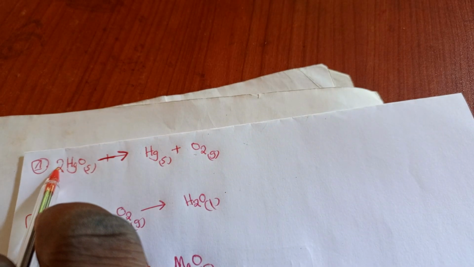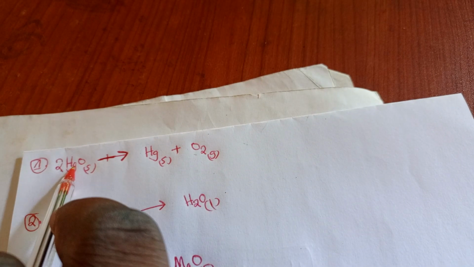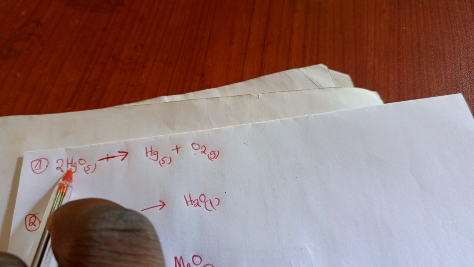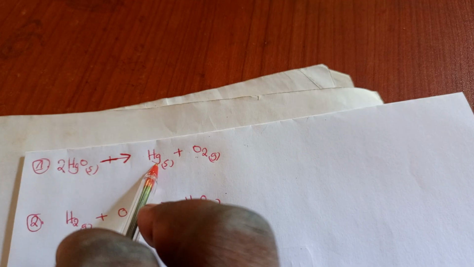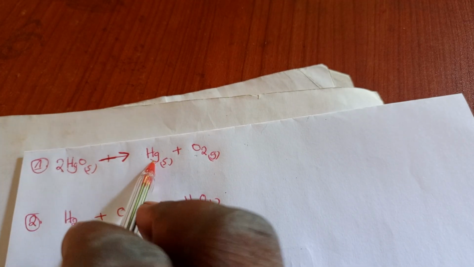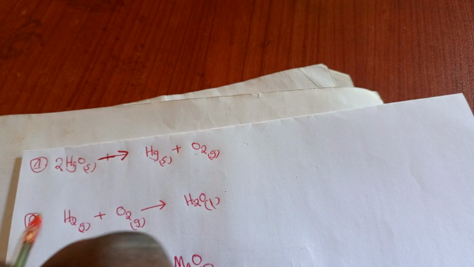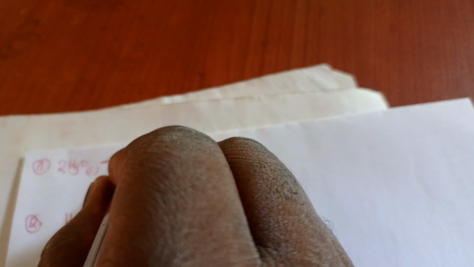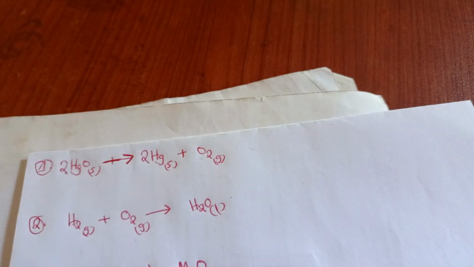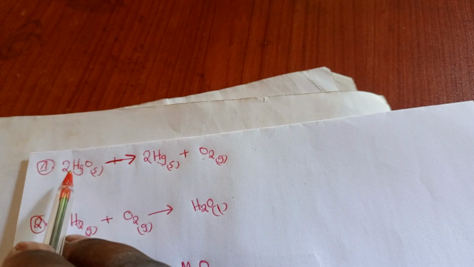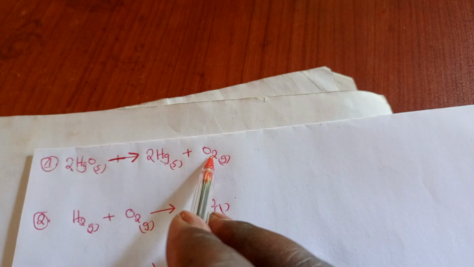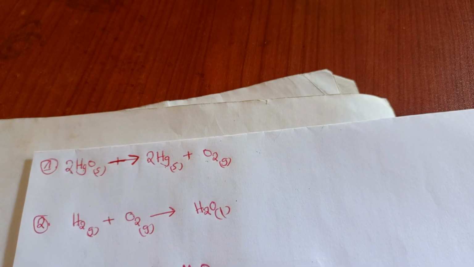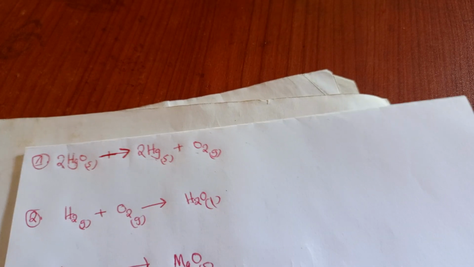But as we put this two, the number of mercury is also affected. Instead of having one mercury here, we have two mercury, and here one mercury. So to balance this one, we need to put also a two here. Okay, we check if it's balanced. I have two mercury here, two mercury here, oxygen two, so it's balanced. So this is how you balance the chemical equation.